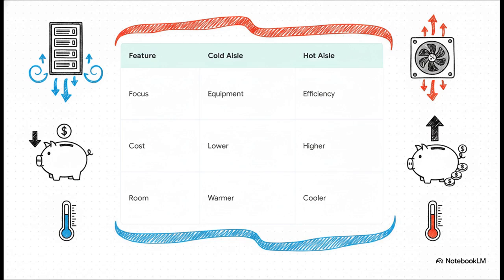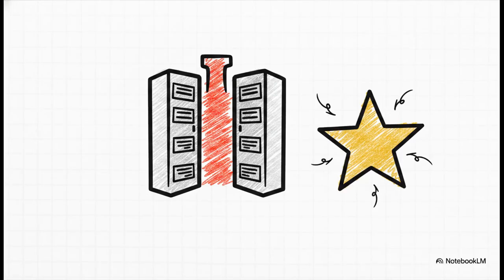This brilliantly illustrates the fundamental philosophical difference here. Cold aisle focuses on protecting the gear. Hot aisle focuses on optimizing the cooling system's return air. One gives you a warmer room and lower upfront costs, and the other gives you a cool room but demands a serious initial investment. The winner, hot aisle containment, is generally preferred for modern high-density data centers.